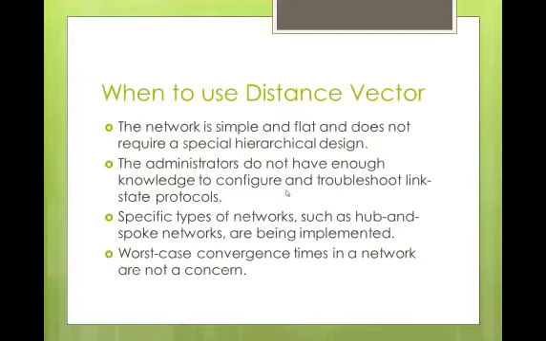When do you want to use a distance vector routing protocol, such as RIP or EIGRP? You want to use it when the network is simple and flat and does not require special hierarchical design, when the administrators do not have enough knowledge to configure and troubleshoot link state routing protocols, when specific types of networks such as hub and spoke networks are being implemented, or when worst case convergence time in a network is not a concern.